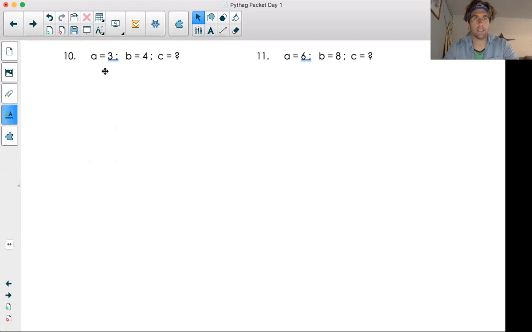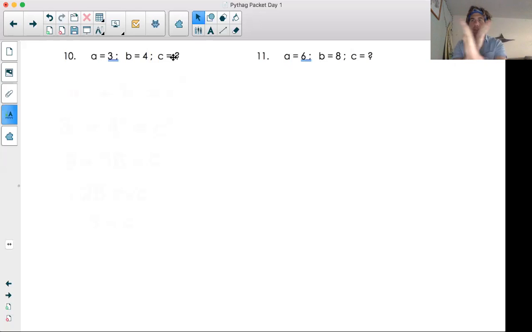Now, let's look at number 10. We have A is 3, B is 4, C is a question mark, which is the side they want us to find. Now, guys, you have to remember that C in the Pythagorean theorem is always the longest side of the right triangle. It's the hypotenuse. That's what this mathematical term is called. Remember that. The longest side is always C.